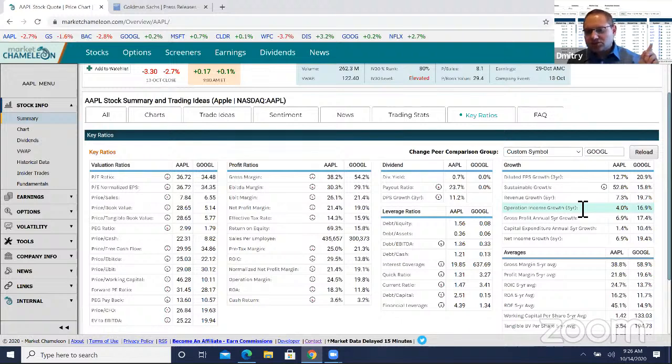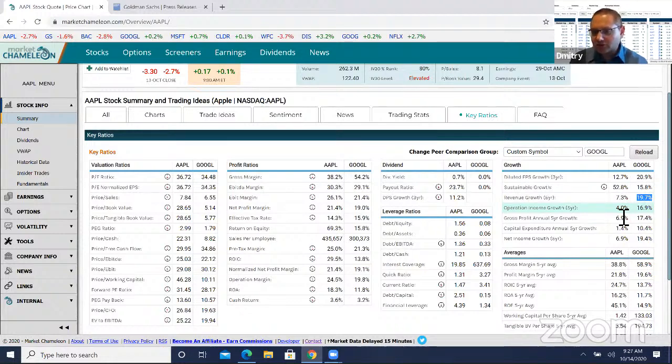So let's take a look at the growth really quickly and compare. So look, earnings per share, 3-year growth, Apple 12.7%, Google 20.9. Google obviously beats them on a 3-year growth. Revenue growth, 5-year, Apple 7.3, Google 19.7. Google definitely beats them on that.